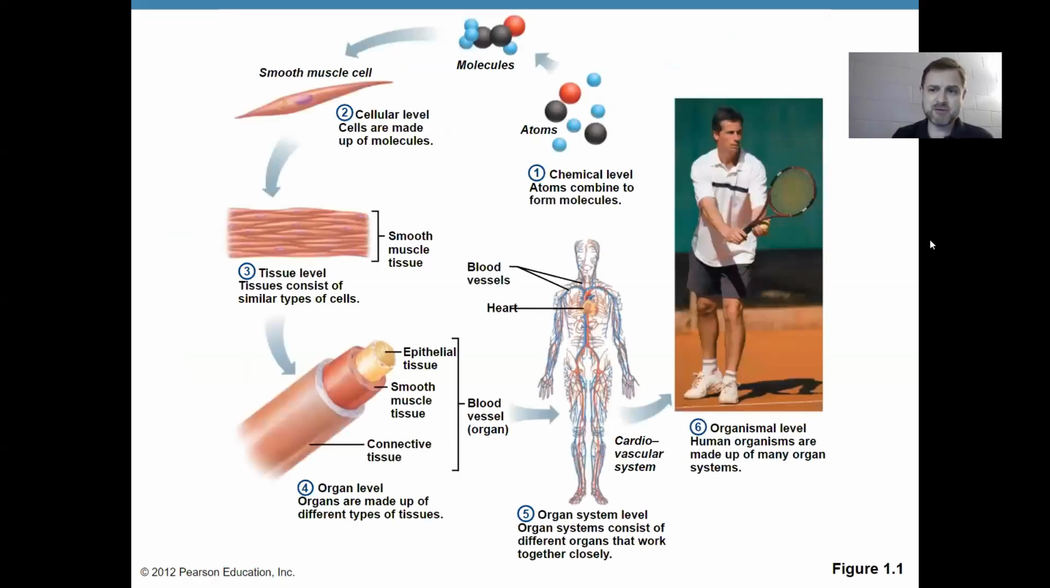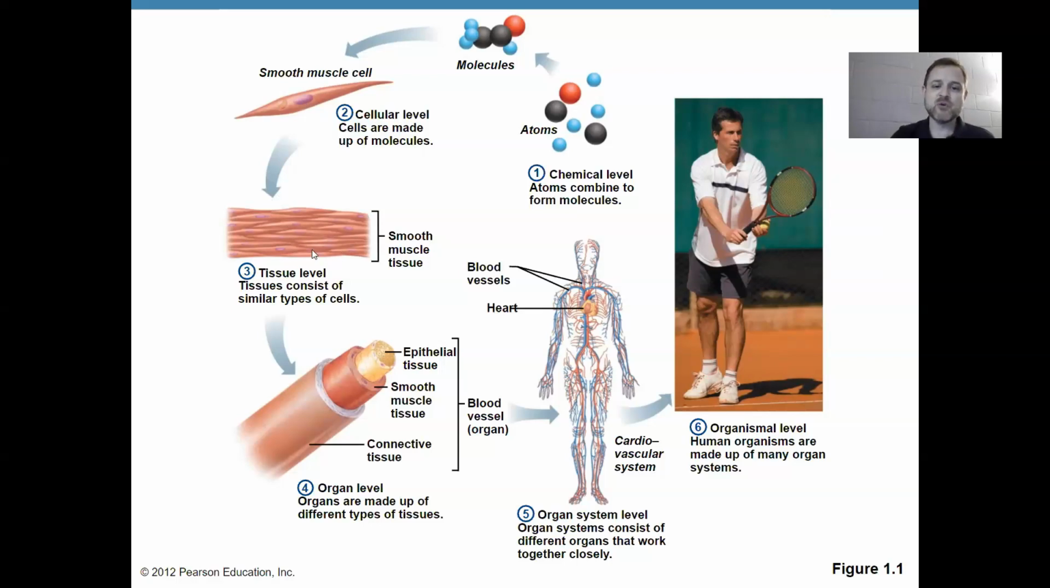This is a diagram from the book. It should just show you what I'm talking about. Atoms make up molecules. Here I have molecules making up a cell. In this case, it's a muscle cell. Muscle cells make up muscle tissues. There's 3 different types of muscle tissue, which we'll see in a later chapter.